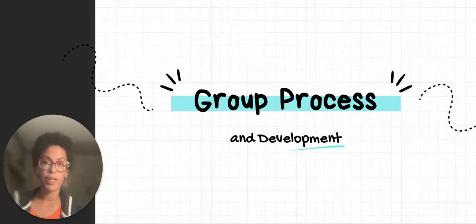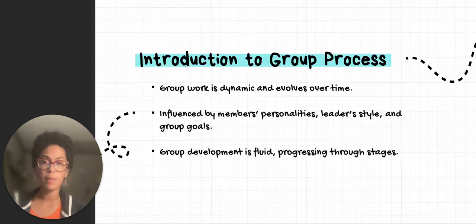So today we're going to be talking a little bit more about the group process and development. Group work is inherently dynamic, and understanding the process and the stages of group development is essential for successful facilitation. So understanding that, we understand that groups evolve over time as members interact and grow and shift from one stage to another. The group process is influenced by multiple factors, including personalities and experiences of the group members, the leader's approach, as well as the group goals itself.